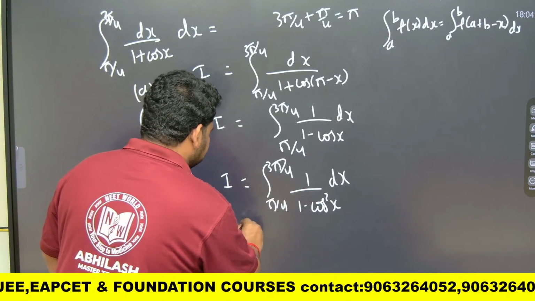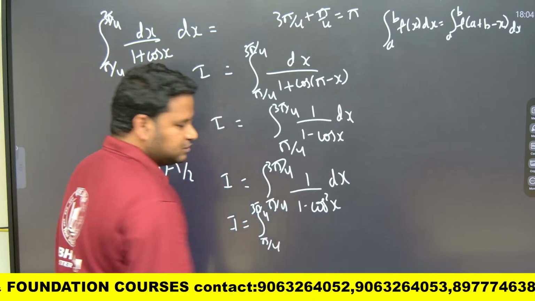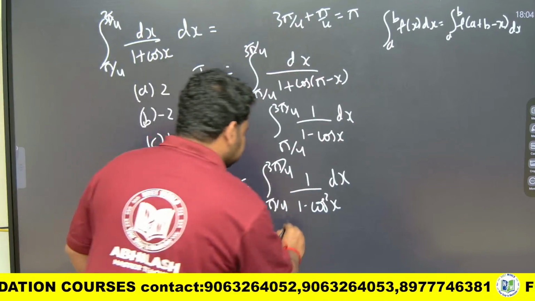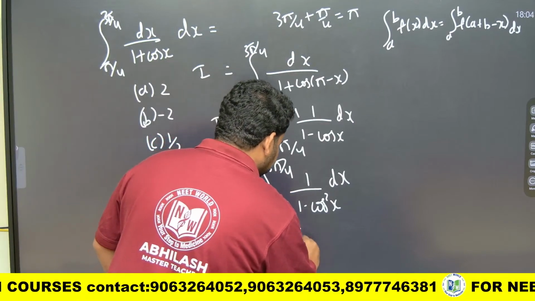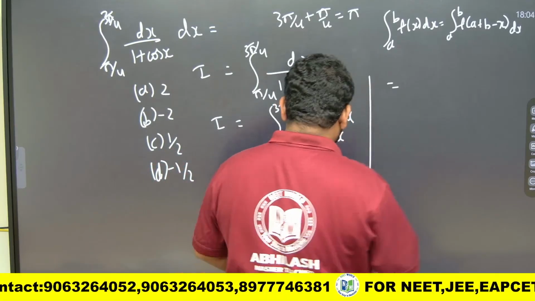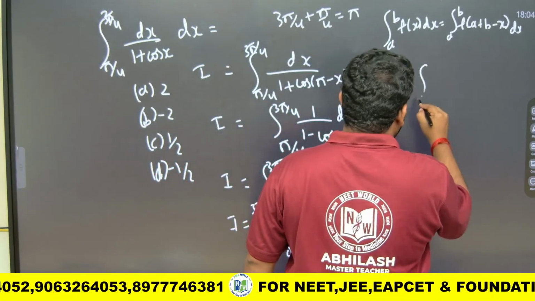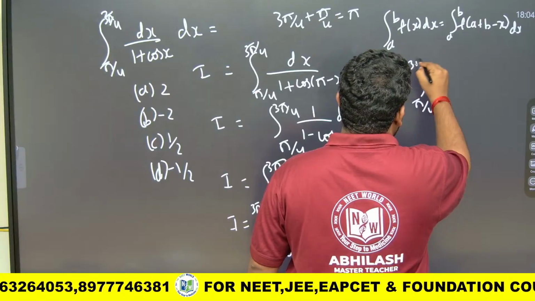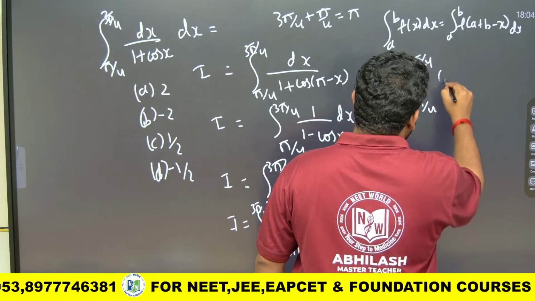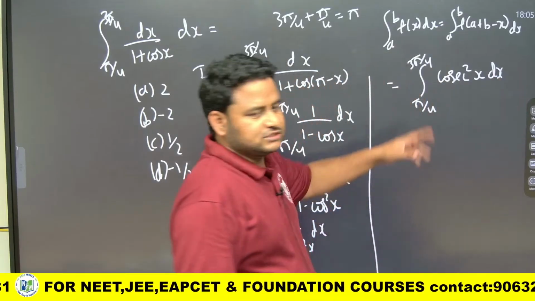So I will be equal to the integral from pi by 4 to 3 pi by 4 of 1 minus cos square x dx, which is nothing but equal to 1 by sin square x dx. On further simplification, if I take sin square x to the numerator, this will become cosec square x dx. Correct? Integral of cosec square x dx.